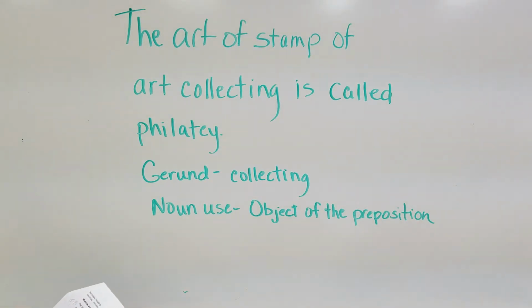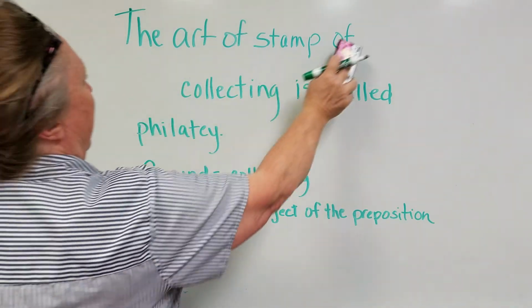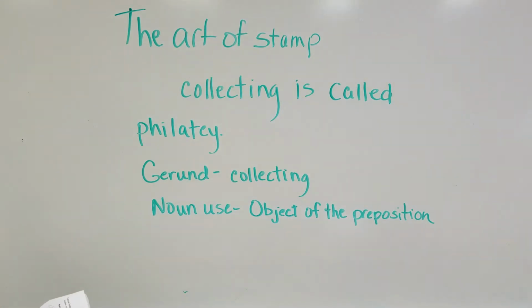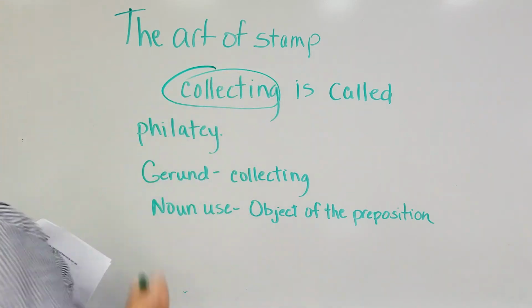Okay, so we have the sentence, the art of stamp collecting is called philately. I'm not even sure I'm saying that right, because I've never seen that word before, but we can look it up later, and laugh if I said it wrong. So our gerund here, do we see a word that's ending in ing? That's easy. Collecting. That's the easy part.